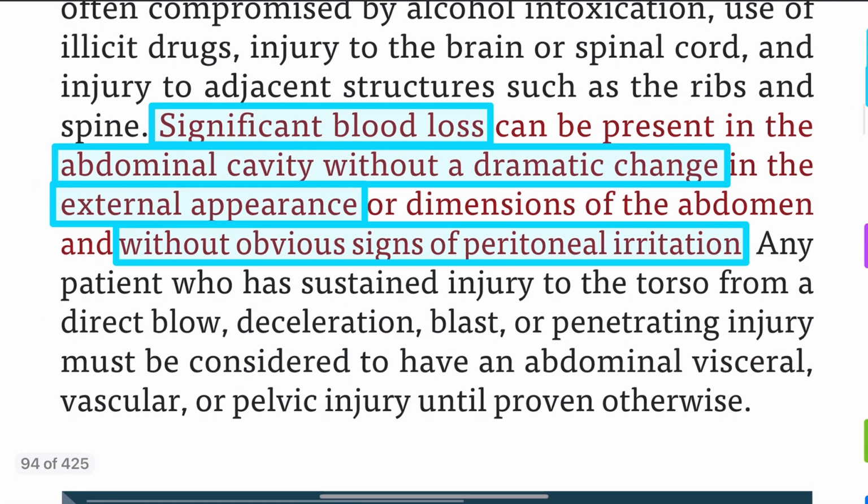Significant blood loss can be present in the abdominal cavity without a dramatic change in external appearance or dimension of the abdomen, without obvious sign of peritoneal irritation. So they are saying that there is significant blood loss in a patient of abdominal injury, but you may not get any change in abdominal appearance or dimension, and you will not get the obvious sign of peritoneal irritation.